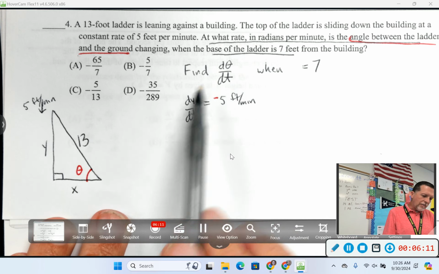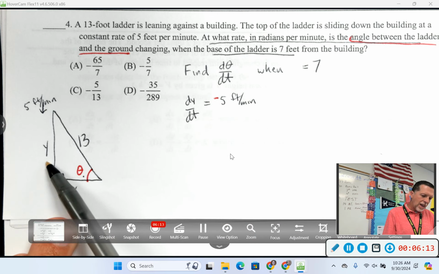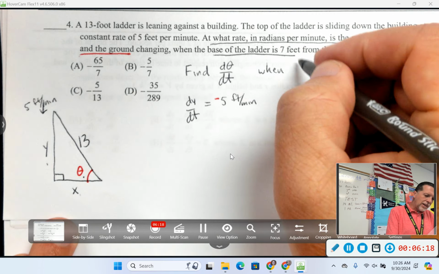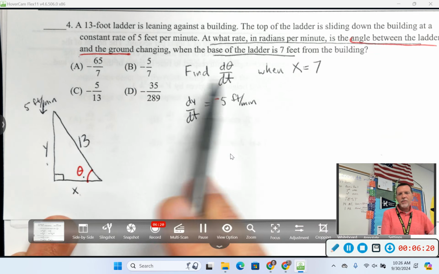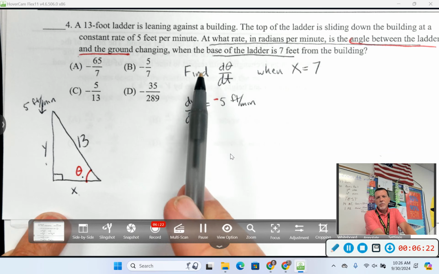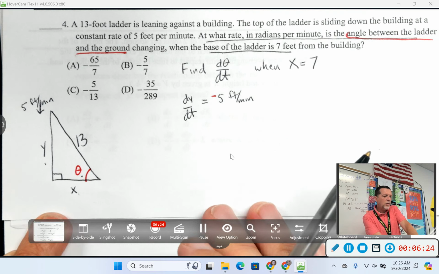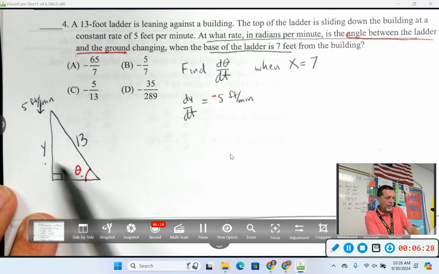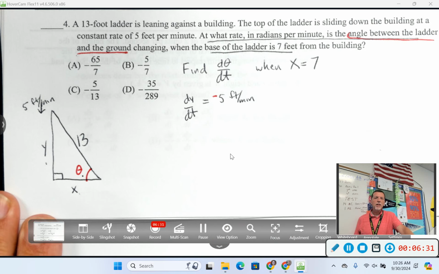Okay, so I've got theta and y. X is labeled, and when x is 7, but that's not really anything I know or I'm trying to find, so I need to use an equation that has y and theta in it. 13 might be in it too, but which of my trig ratios would have y and 13 in it? Sine.